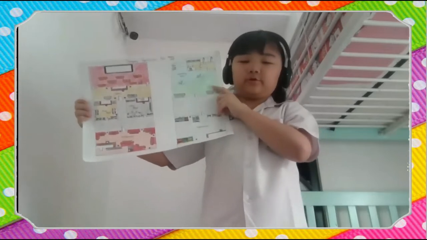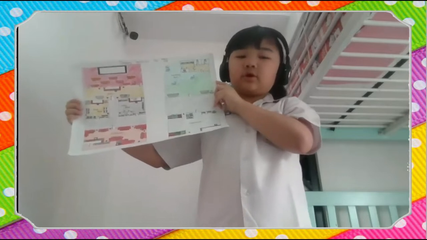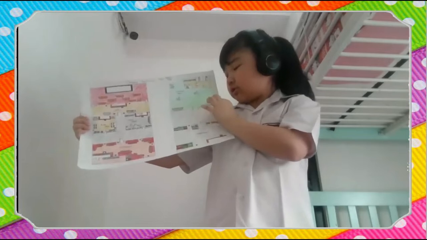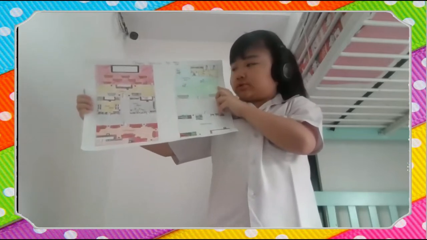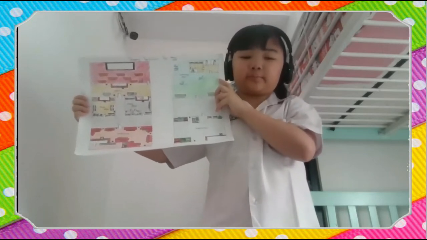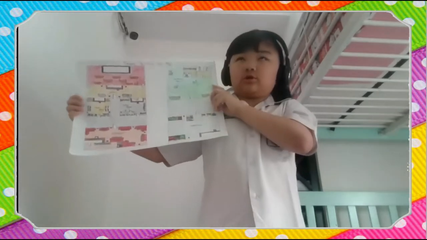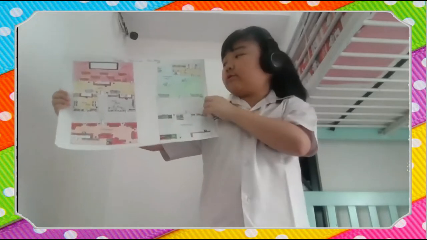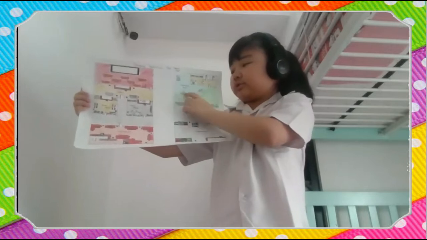I found 24 angles in the whole store. I found right, obtuse, and acute types of angles. I measured these angles with a protractor and a ruler. The right angle I found is 90 degrees. The acute angles I found are 84 and 87 degrees. The obtuse angles I found are 116 and 127 degrees.